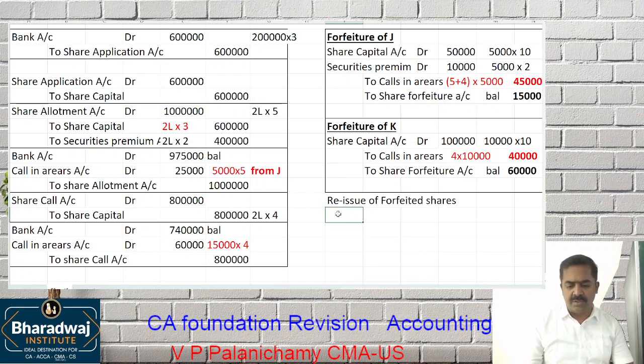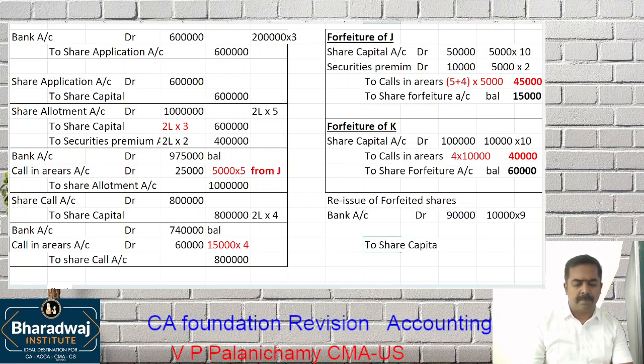How many shares are reissued? Only 10,000 is reissued at the rate of 9 rupees. 10,000 into 9, 90,000. But to share capital will be 10,000 into 10, 1 lakh. What about the balance? The loss will be adjusted in which account?